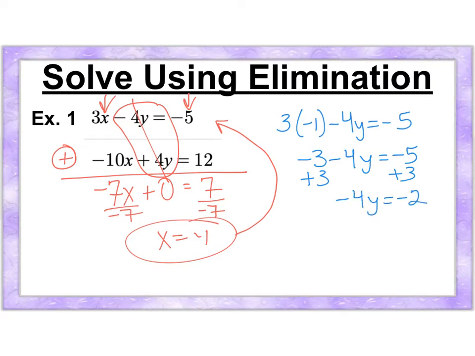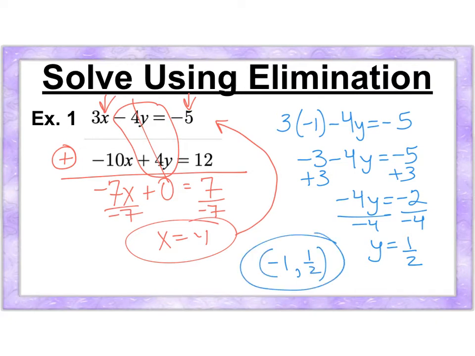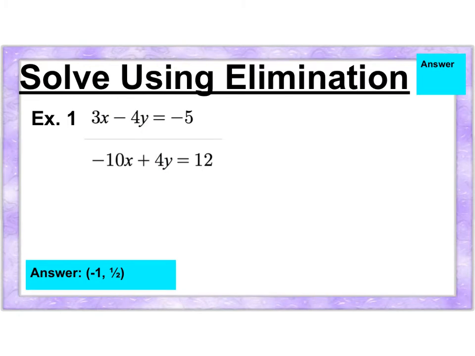Be careful, don't just guess that the answer's 2. Make sure you're dividing the correct way. I want to undo the y that's being multiplied by negative 4, so I'm going to divide by negative 4. And a negative divided by a negative is a positive, so I get 1/2. Put that together, and my answer is negative 1 and 1/2. That is the point that these 2 lines intersect at. There's my answer, negative 1, 1/2.